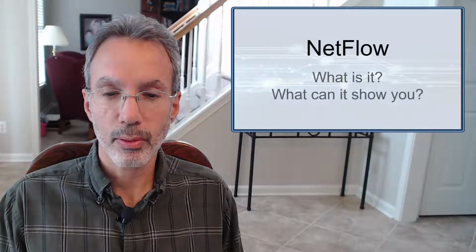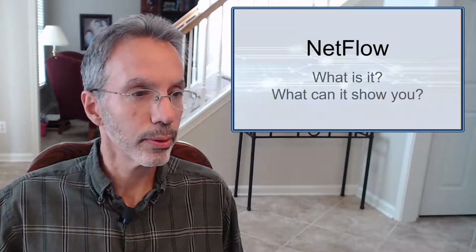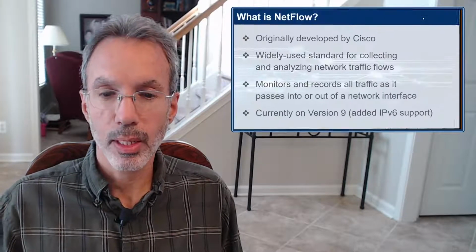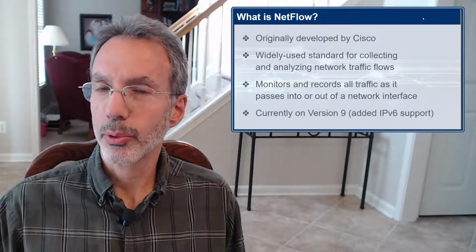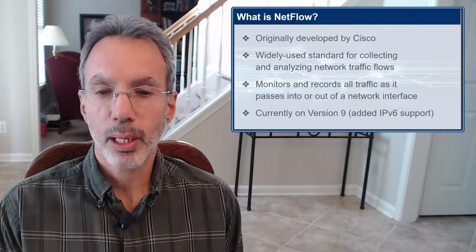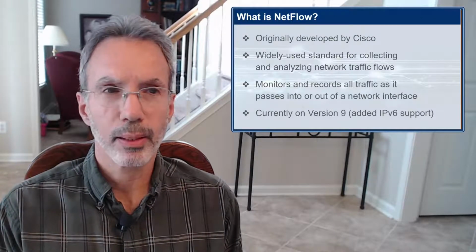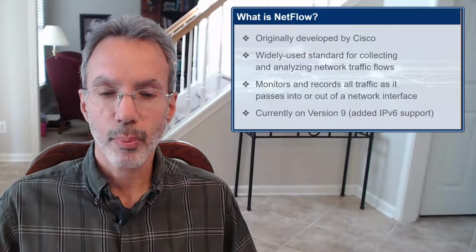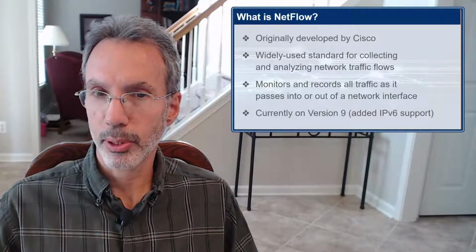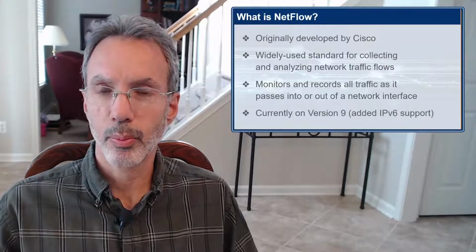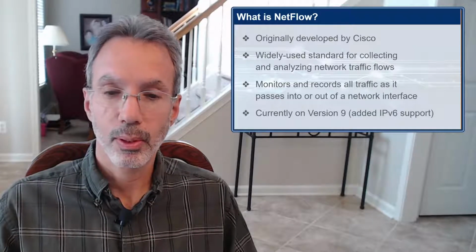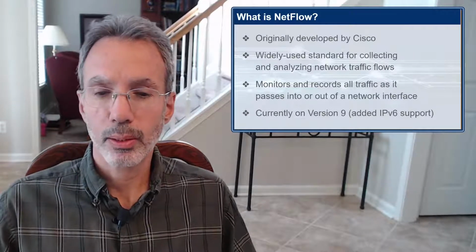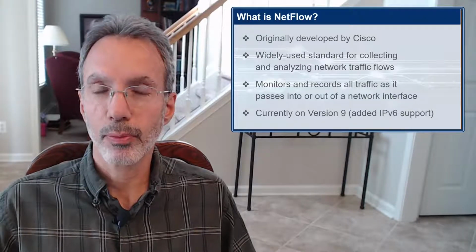So first, again, what is it and what can it show you? That's kind of what I want to go over here in the beginning before I demonstrate this thing. So over here, start that going. There we are. So NetFlow is something that was originally developed by Cisco. Back in 1996 or so, they came up with this way of tracking this information. It was originally something that they did, but it was basically opened up to everybody. So it's now kind of a widely used standard, so to speak, for collecting and analyzing network traffic flows.